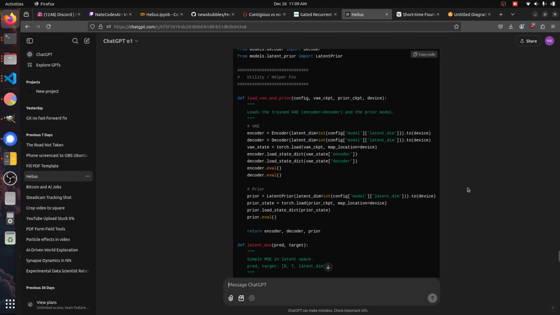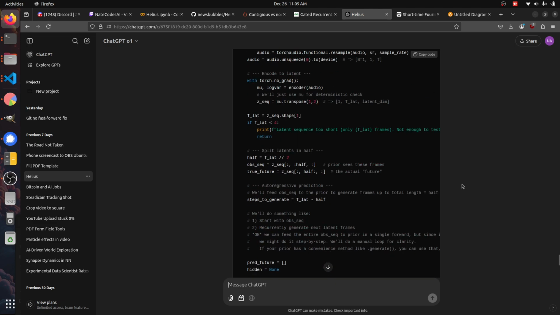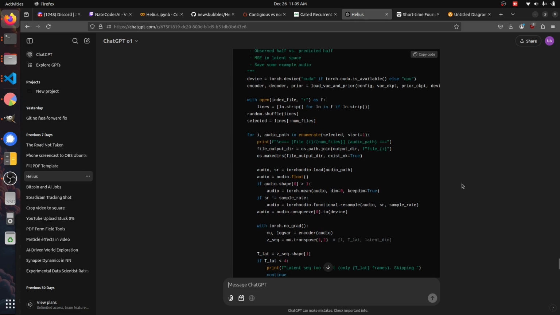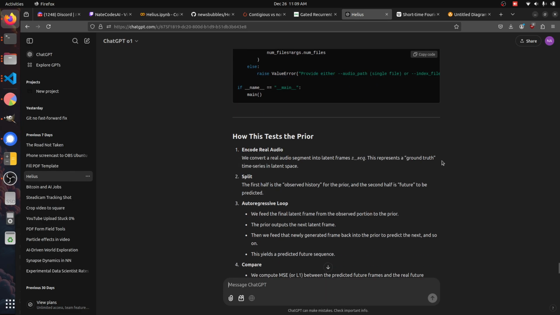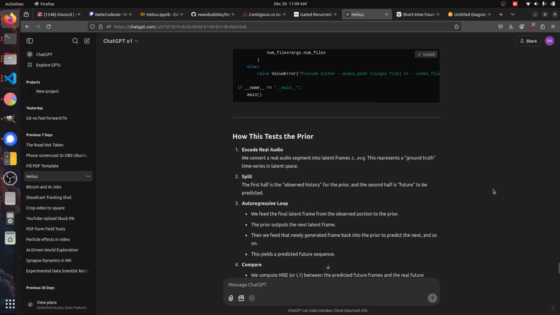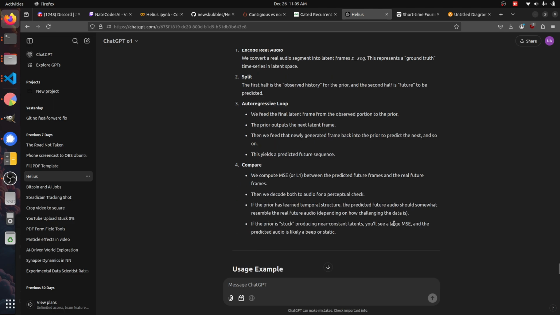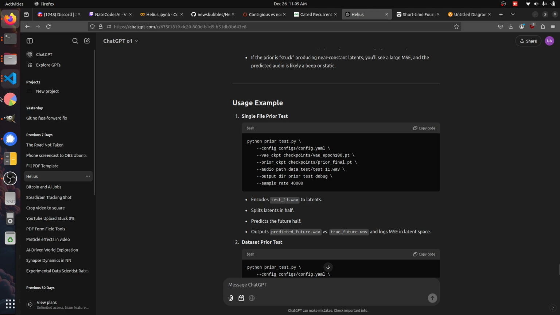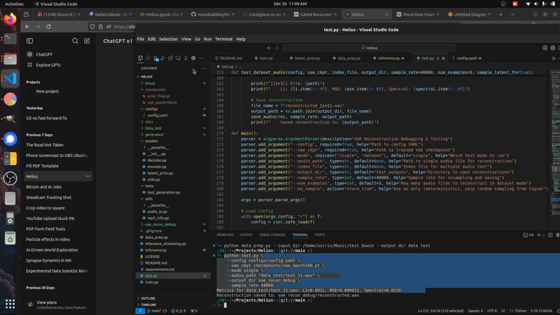Now, technically, Devin or something like that should be able to take that into account if it's using, for instance, AST or some other way to turn my code base into a tree, but that's neither here nor there because I'm not even using Devin. I ain't trying to get no junior coder on a large code base. So, encode real audio. We converted real audio into frames, ground truth. Okay. Usage example. Okay, so prior test. Let's just get this done.